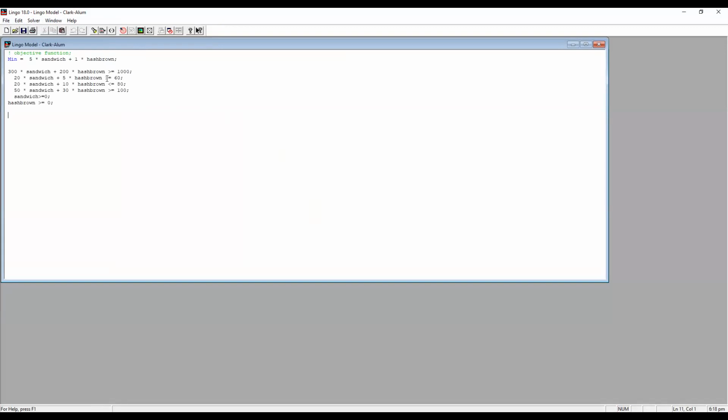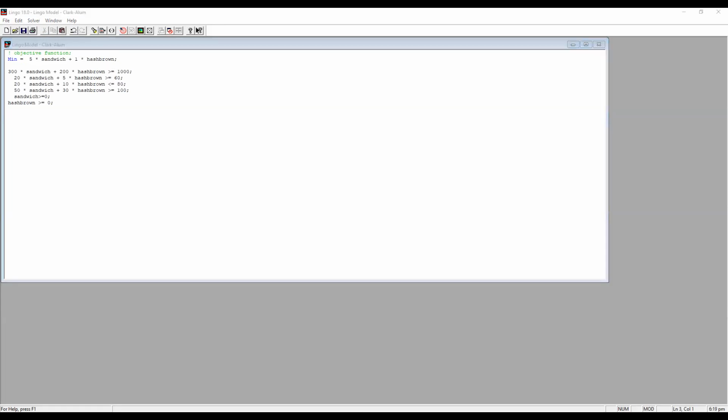So as you see, with the exclamation mark, you can put some description, but at the end of the description, you should put a semicolon. For example, here I put objective function after the exclamation mark. I want to minimize, and you see I put min equal 5 times sandwiches and 1 times hash brown, and then I put a semicolon.